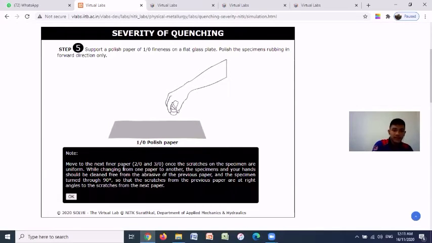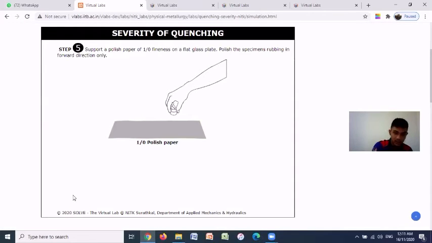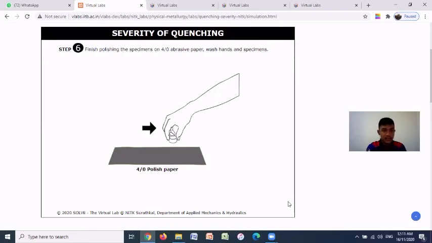Move the specimen on the finished paper so that the scratches on the specimen are uniform. While changing from one paper to another, the specimen and your hands should be clean, free from the abrasive of the previous paper, and the specimen turned through 90 degrees so that the scratches from the previous paper are at right angle to the scratches from the next paper. Okay, so we go to the next step. Finish polishing the specimen, abrasive paper, wash hand and specimen.